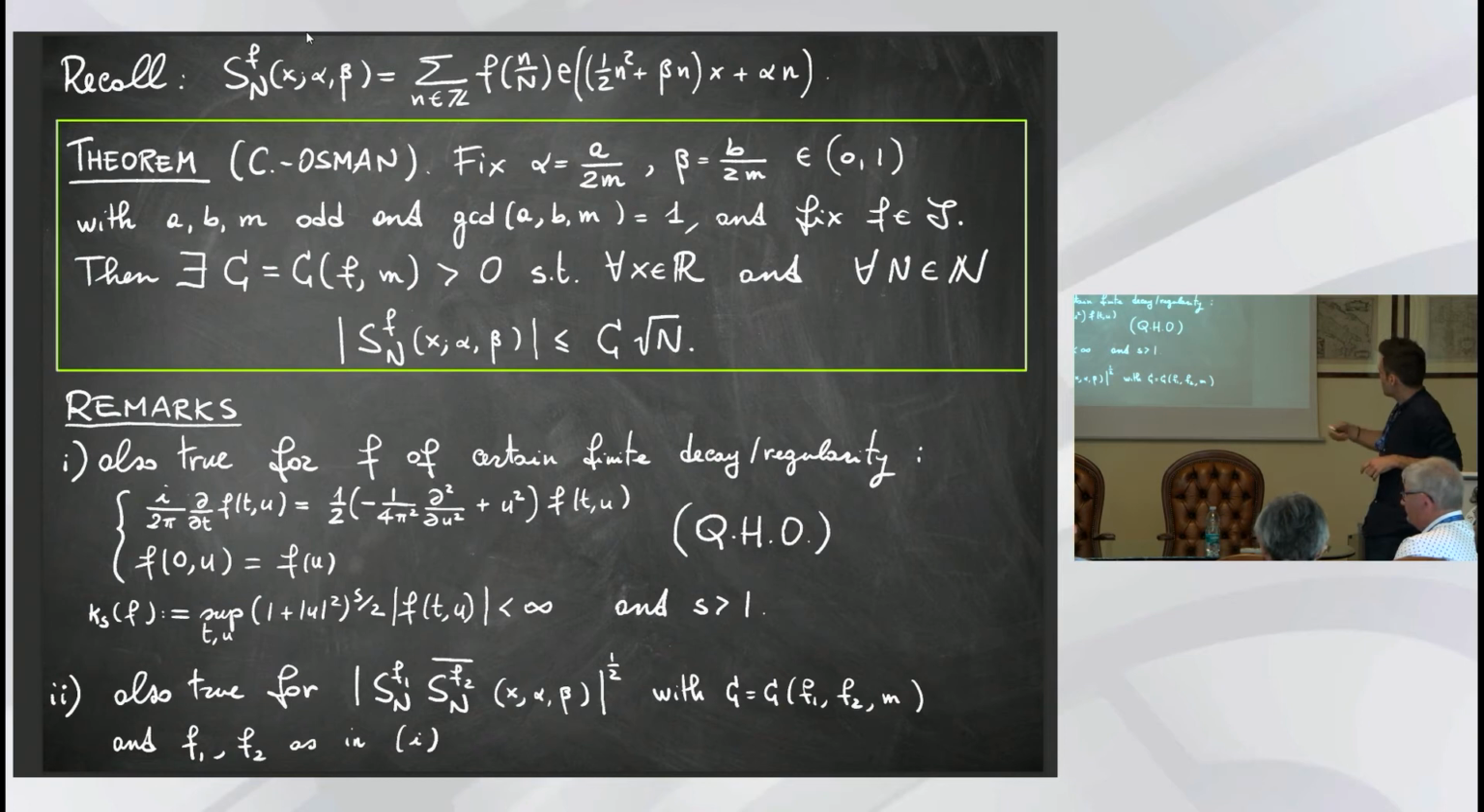And as I mentioned in the previous slides, we can actually prove this in a more general setup where you don't just have one function, but you have f1 and f2, and then you look at Sn f1, Sn f2 bar at the same parameters, and you get exactly the same result, but now the constant will depend on f1, on f2, and on m.